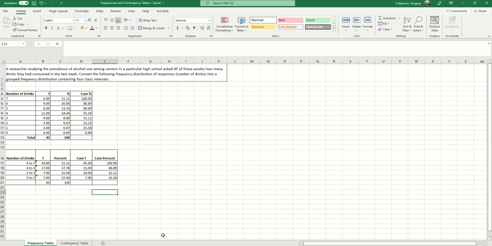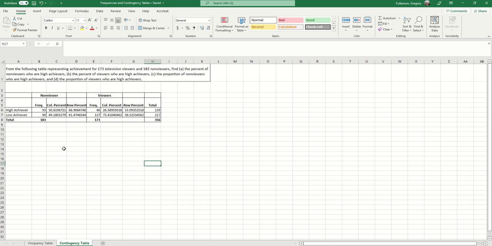So that's just a little example of how we can do frequency tables or frequency tables that are grouped. So this is individual level data and group level data. Contingency table. Now we're looking at 2 variables.